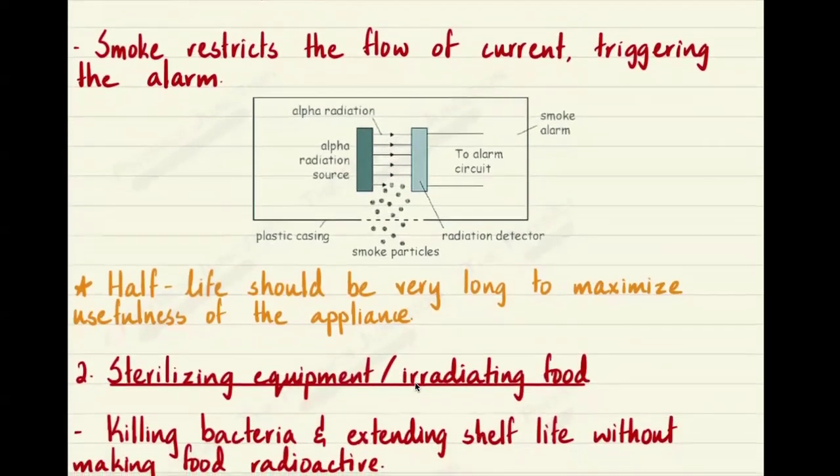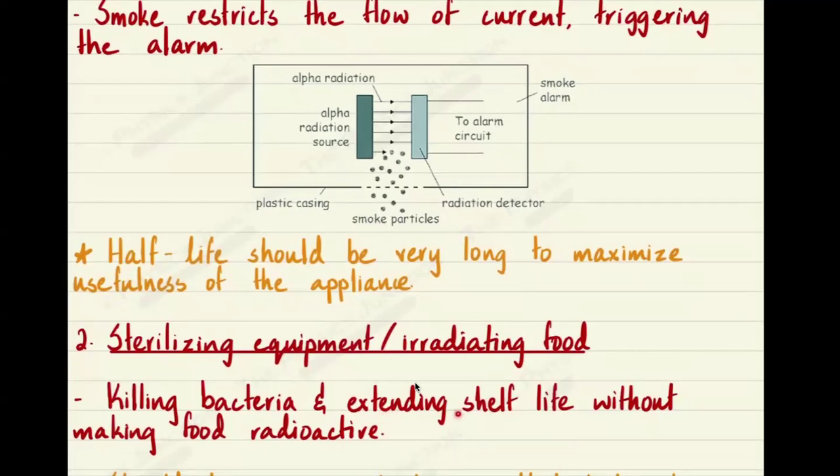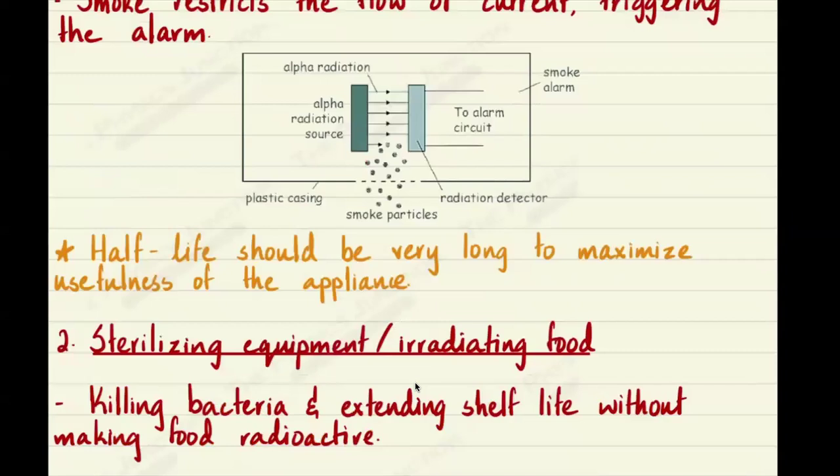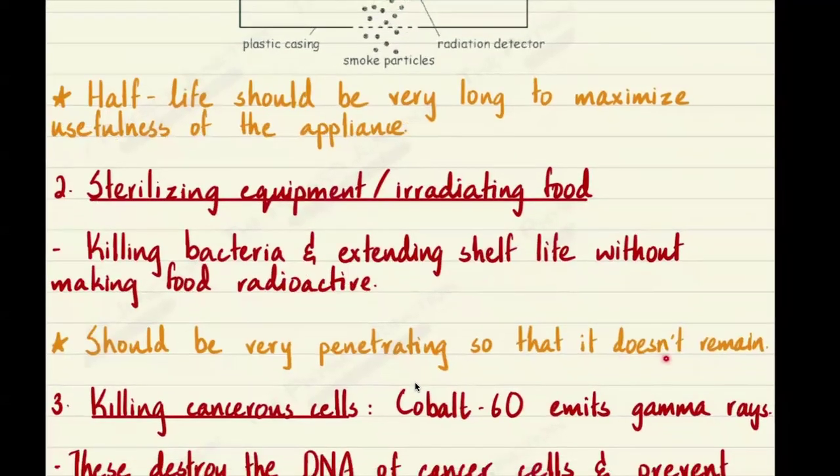Another one is sterilizing equipment, and also in this way irradiating food to improve its shelf life. By killing bacteria, we extend the shelf life of such food without making the food radioactive. So if you are asked which source of radiation we would use so that it just goes through the food and is not retained in the food, then that should be something which has a high penetrating power. So for that, we should use gamma, right? It should be very penetrating so that it doesn't remain in the food.